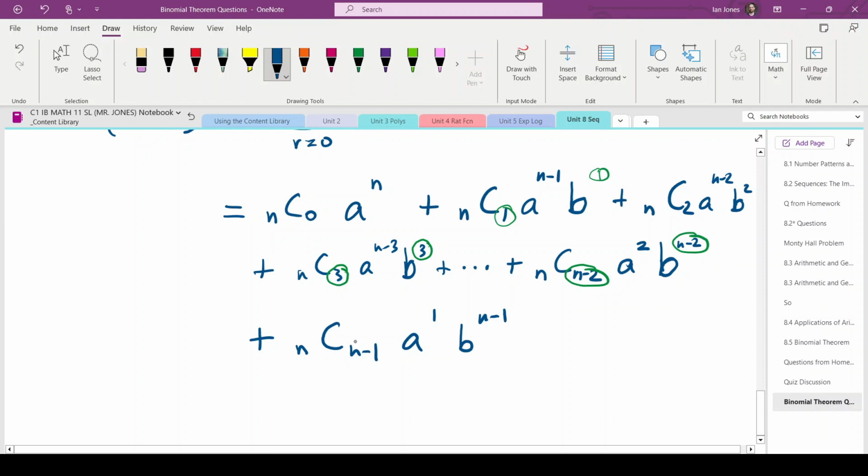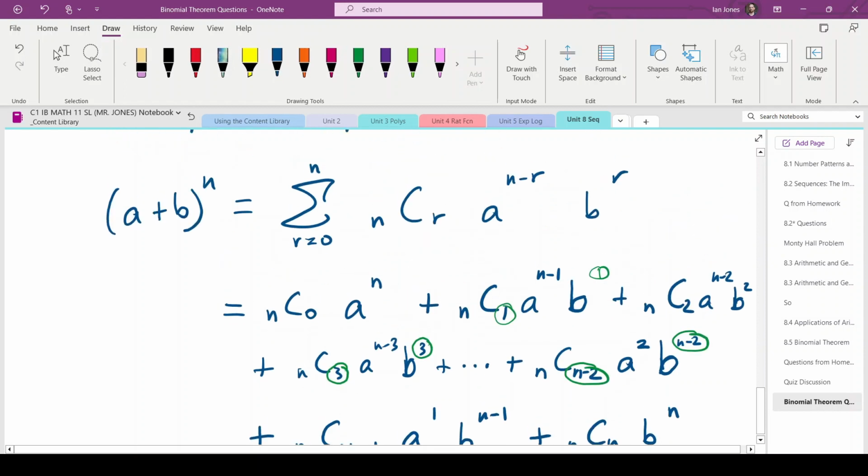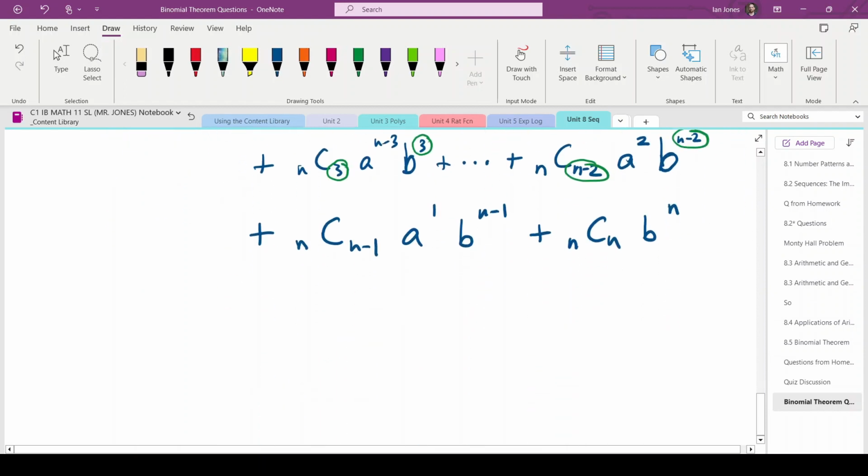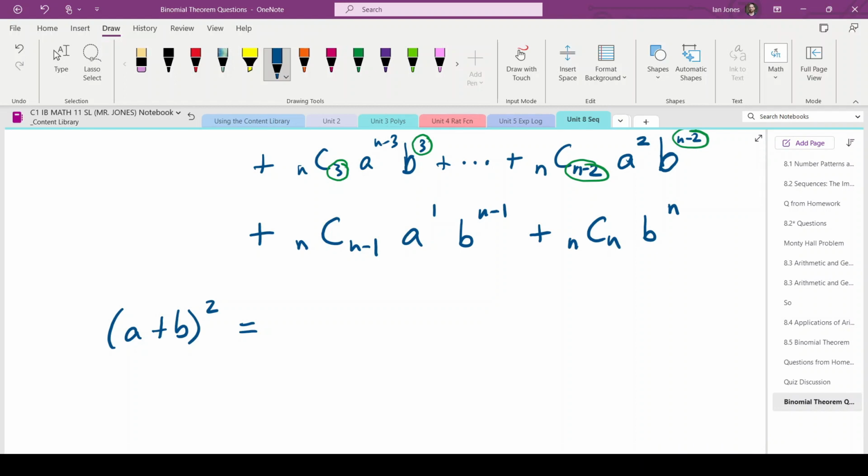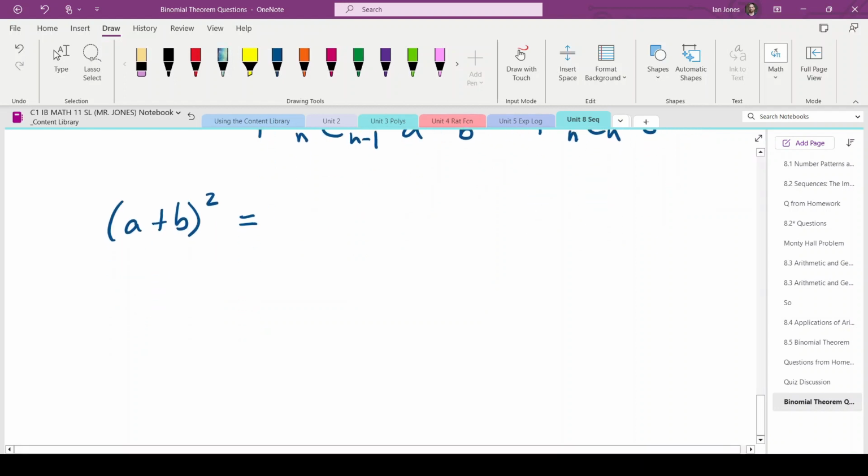Okay? And then the very last term would be n choose n, which equals 1. a to the 0, which means it's not there. b to the n. Okay, so that's the expansion. Now, because it's so important, I'm going to go through just expanding a plus b squared, and then I'll do a plus b to the 7th using the formula, just to make sure it's crystal clear. If you want to skip ahead, that's fine.